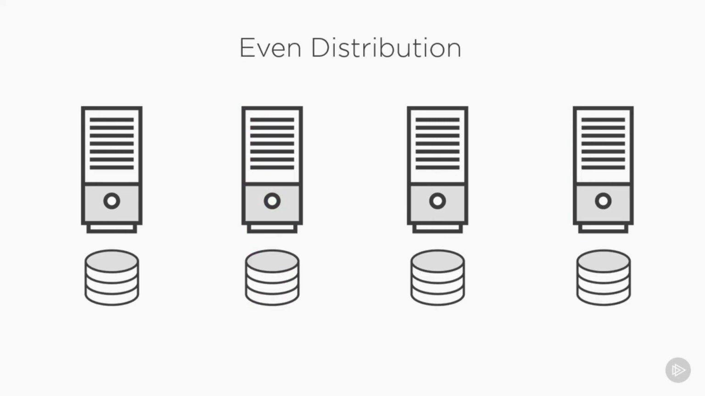On an even distribution, all the nodes will have the same amount of data assigned to them, and they can all perform a similar amount of work when a query happens. This is what we want in our system. All of them doing work at the same time.